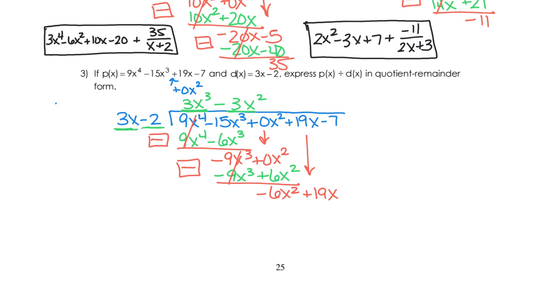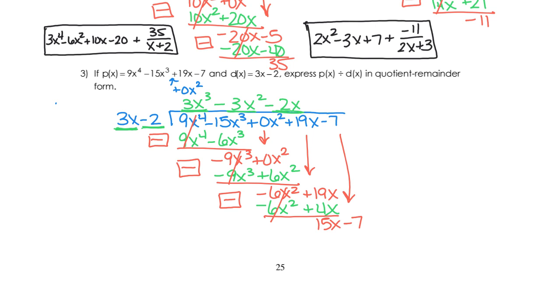And back up at the top, we need a negative 2x. So that negative 2x times 3x is negative 6x squared. Negative 2x times negative 2 is a plus 4x. We're going to go ahead and do our subtraction. First set of terms cancel. 19 minus 4 is 15x. We'll bring down our last negative 7.